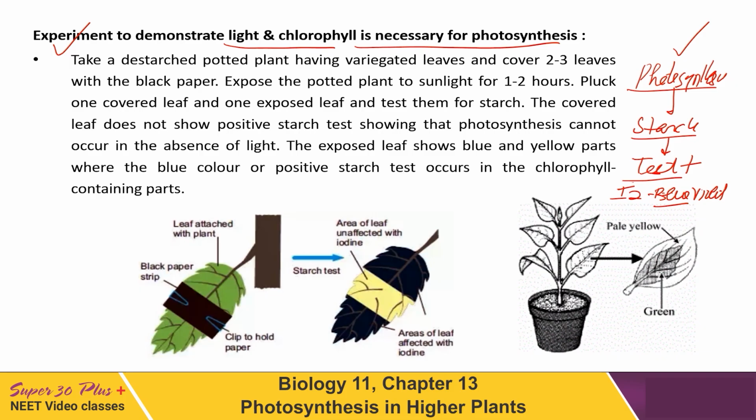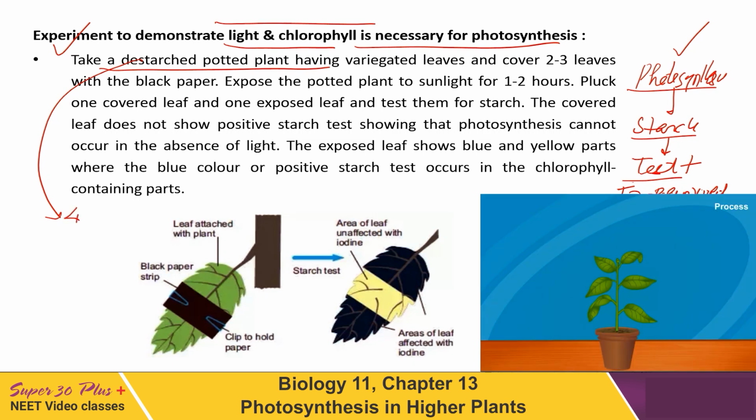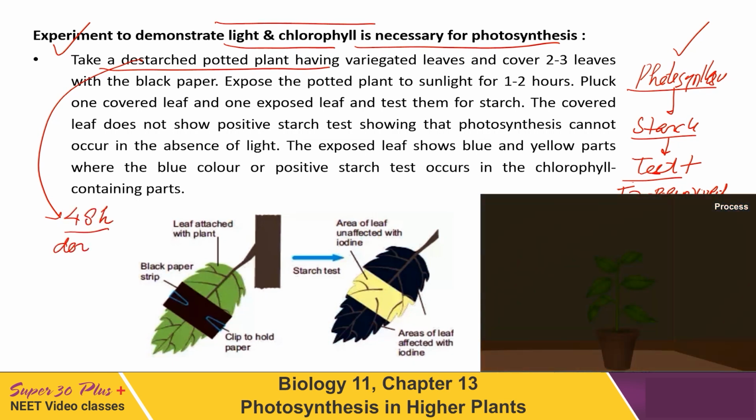You have to remember this basic thing here. We want to prove that light and chlorophyll are essential. A very important point is that before we start our experiment, the plant is to be de-starched. De-starch means starch is already present and we have to consume this starch. For this we keep the plant in dark for at least 48 hours. The result is that this plant will be without starch.